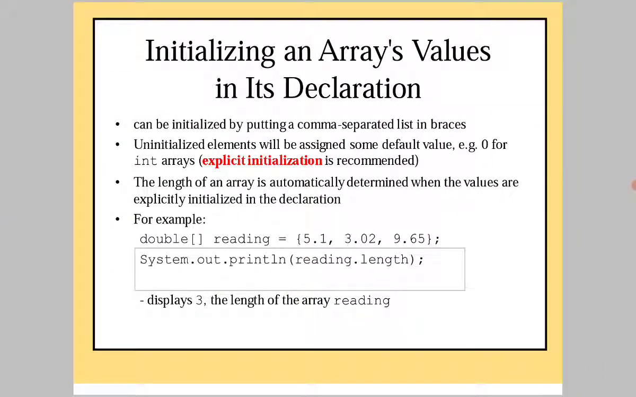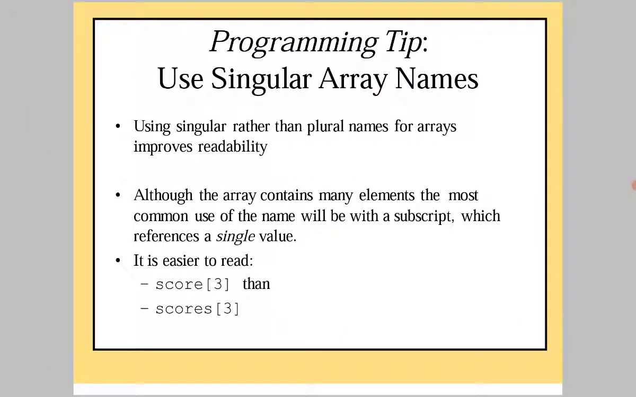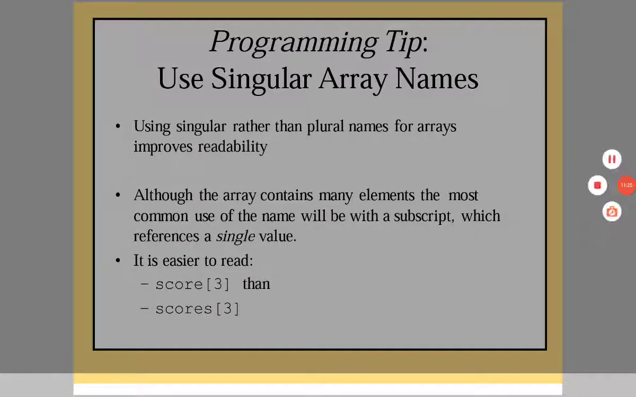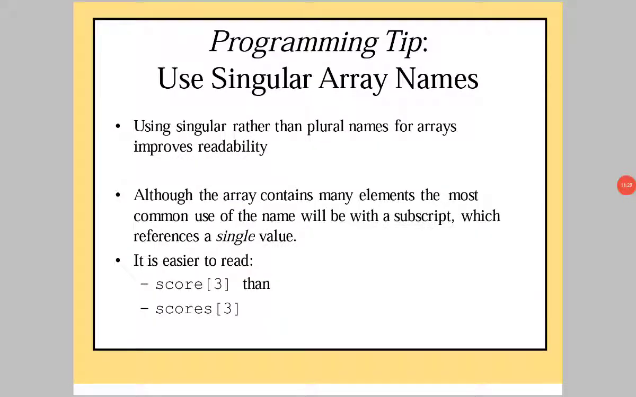Arrays are basically of two types. One is called single dimensional arrays or one dimensional arrays. The second one is called two dimensional arrays, or matrix.